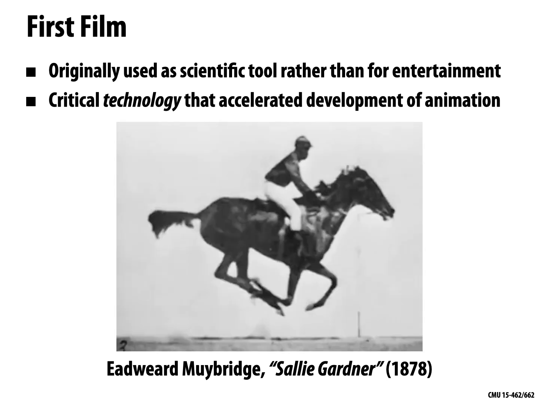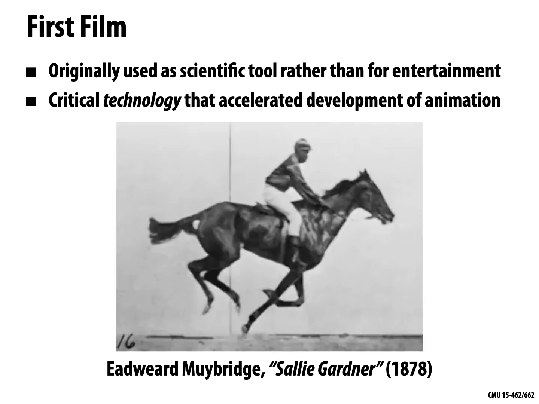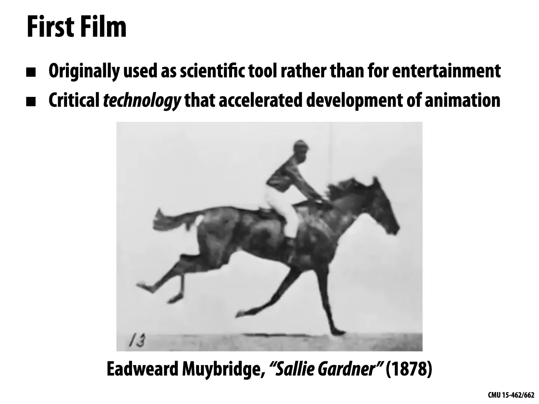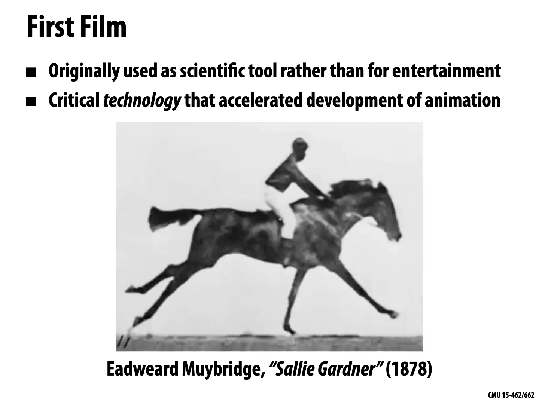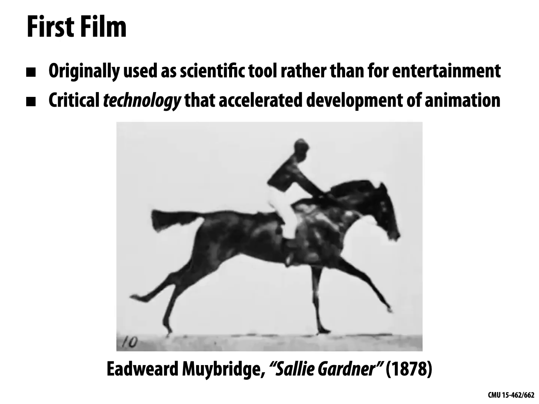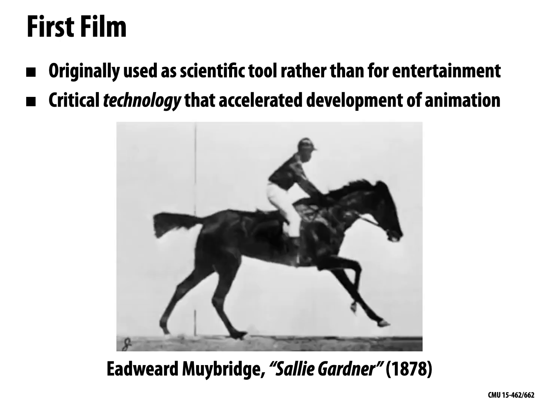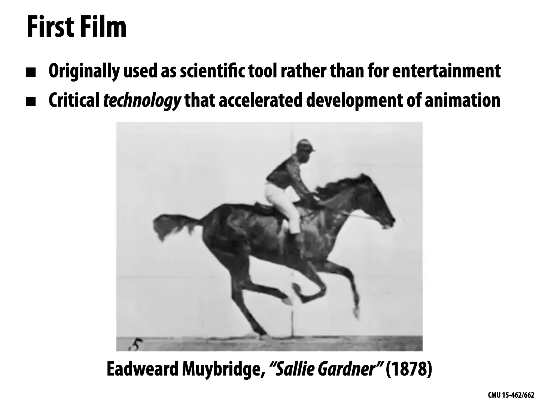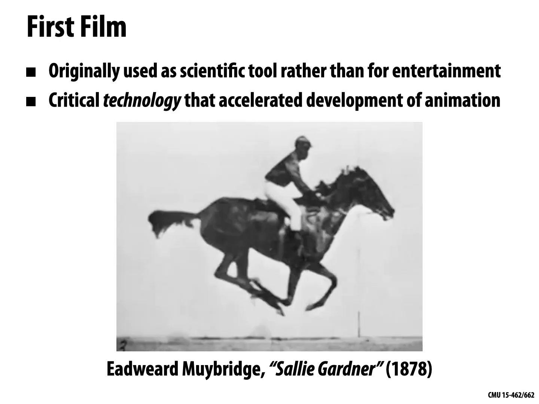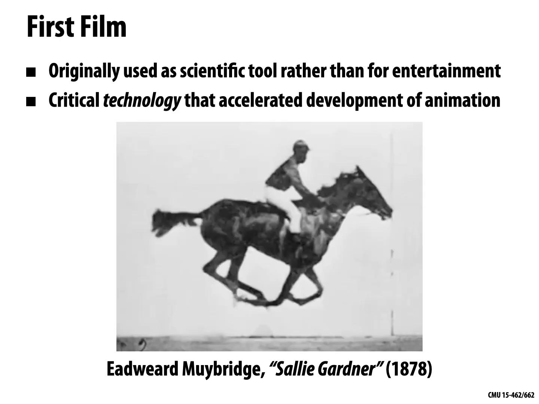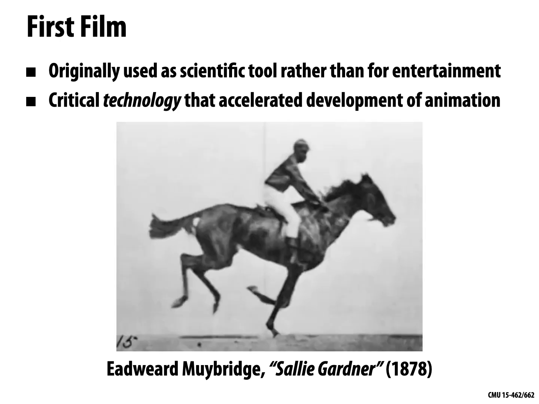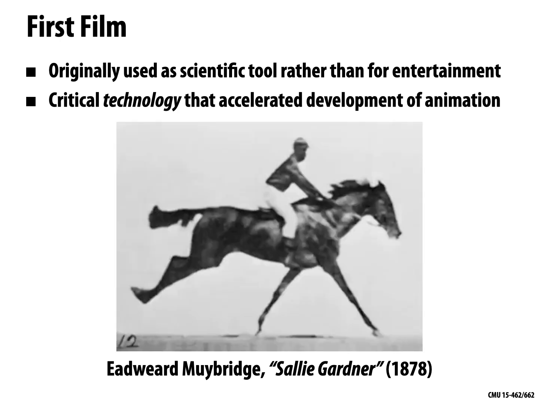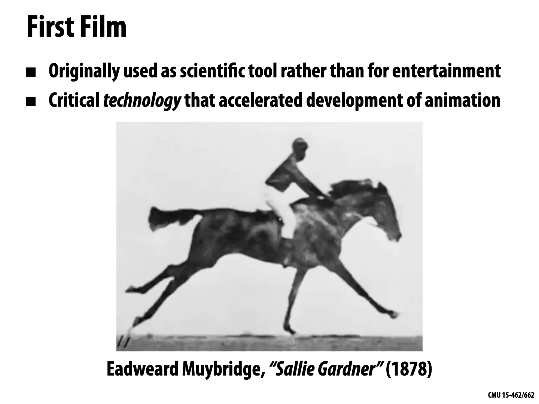Kind of the first real film that was developed was this one done by Muybridge, who was trying to resolve a very simple question, which is when a horse gallops, do all four legs ever leave the ground at the same time? To us today, this sounds like a really trivial thing to answer, but if all you can do is look at a horse with a naked eye and not really capture its motion, this might be a tricky thing to answer. And so this was a technology that wasn't designed for entertainment or anything like that, but the technology still accelerated the development of animation.